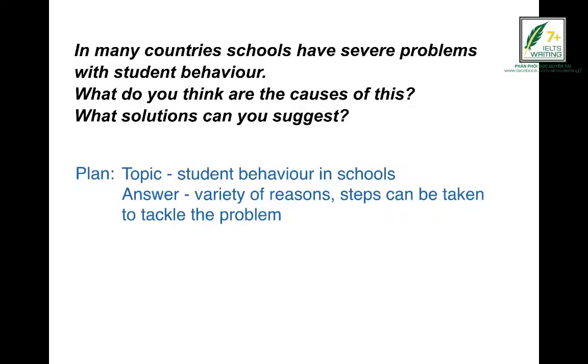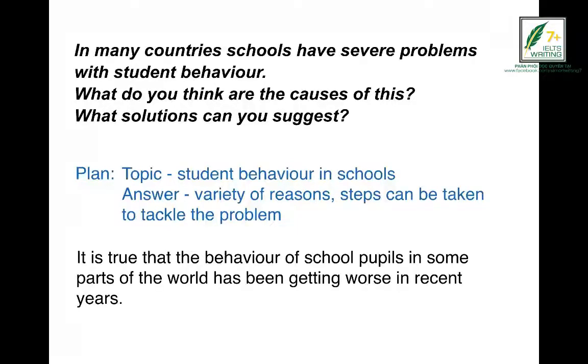Here's the first sentence that my students and I wrote about the topic. It is true that the behaviour of school pupils in some parts of the world has been getting worse in recent years. A few things to notice in that sentence. First, I often begin with "it is true that" when we have a problem and solution question, because you want to accept first that the problem is true. And then we can paraphrase some of the things from the question. So the behaviour of school pupils instead of student behaviour, and some parts of the world instead of in many countries, and I've just made it a bit different by saying it's been getting worse in recent years.